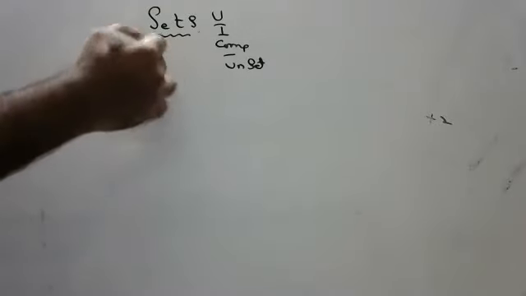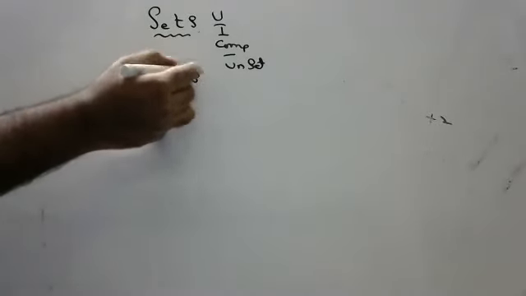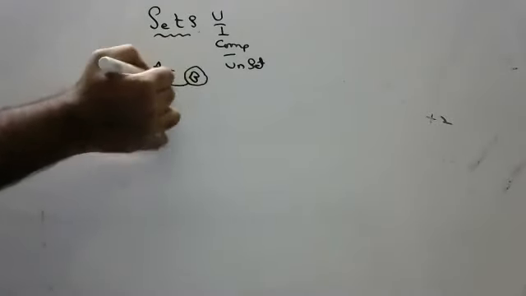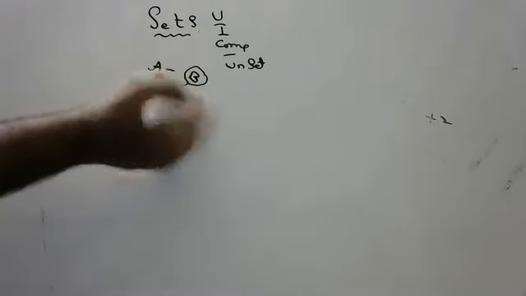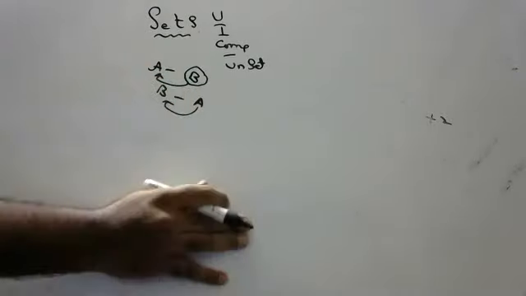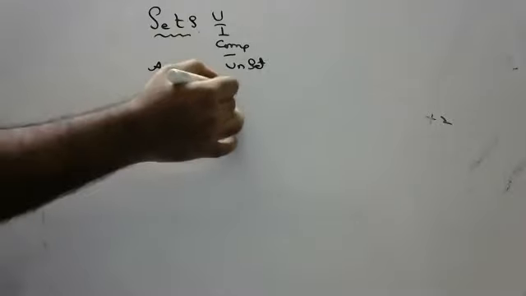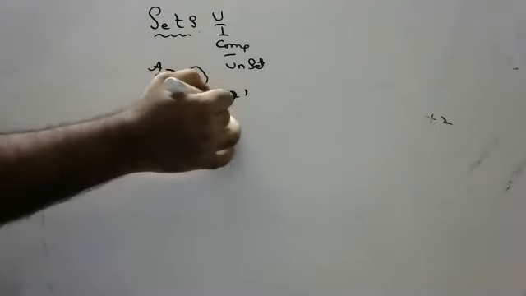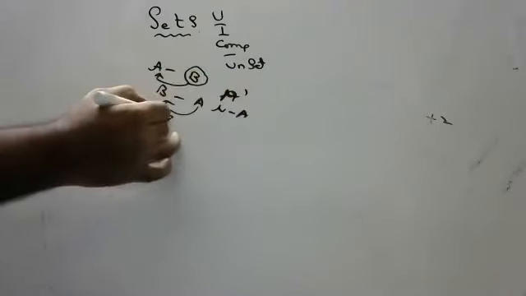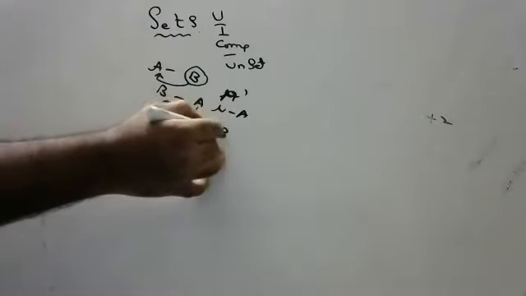Subtraction means, suppose A minus B means remove all B's from A. B minus A means remove all A's from B. Complement means with respect to the universal set. Suppose A complement. What is A complement? Mu minus A. Suppose B complement. What is B complement? Mu minus B.